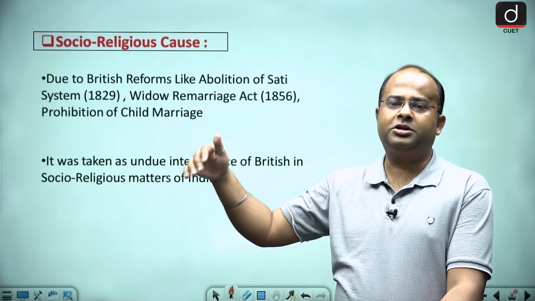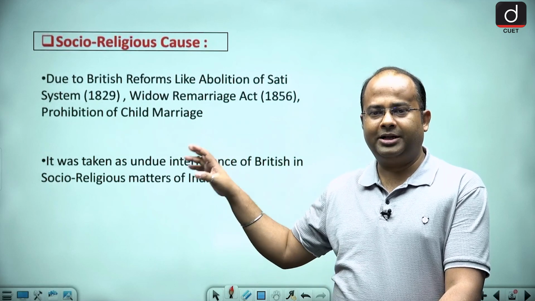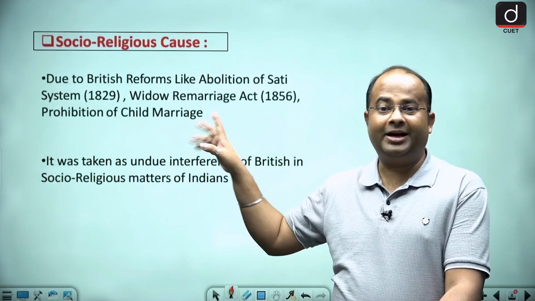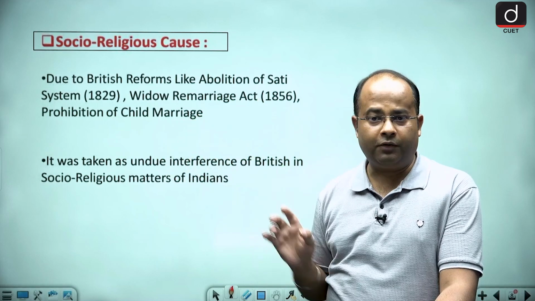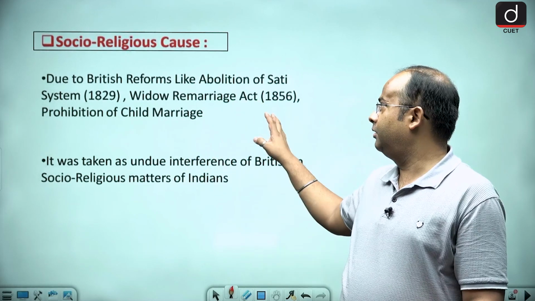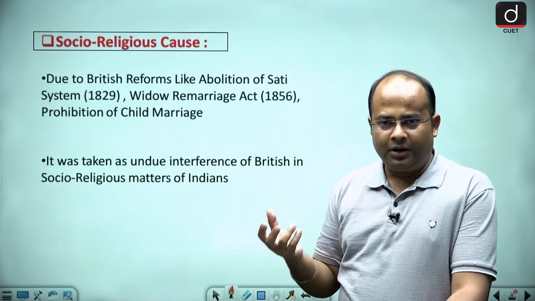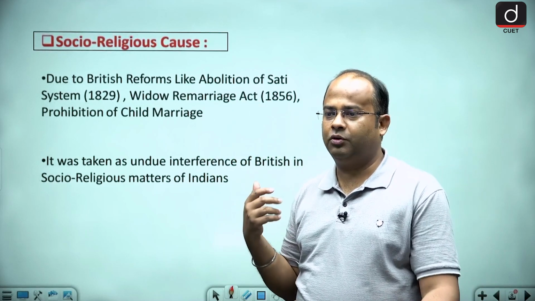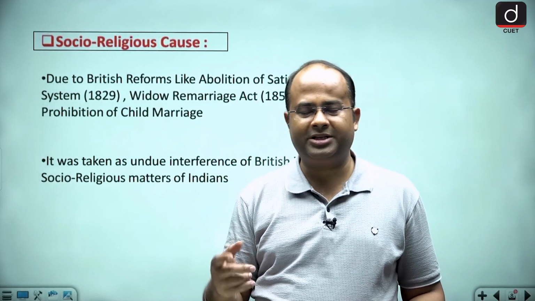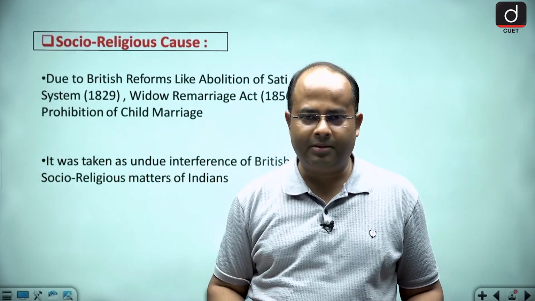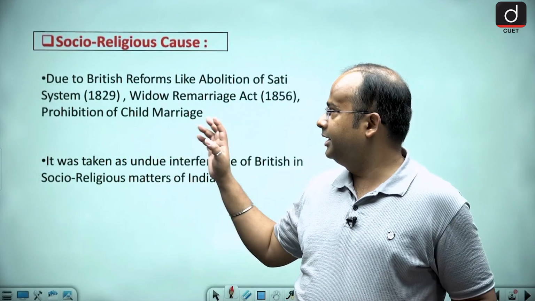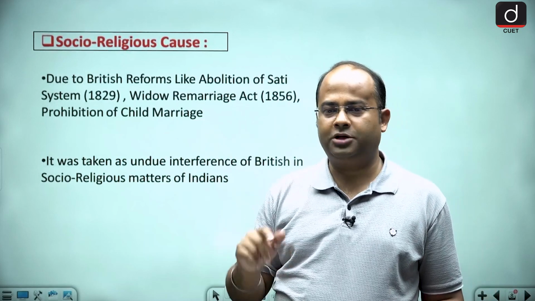They introduced different types of laws. Like they introduced the Anti-Sati law in 1829 with the effort of Lord William Bentinck. Then the Widow Remarriage Act came in 1856; it was introduced during the time of Dalhousie but implemented during the time of Lord Canning. Other than this, prohibition of child marriage was done.